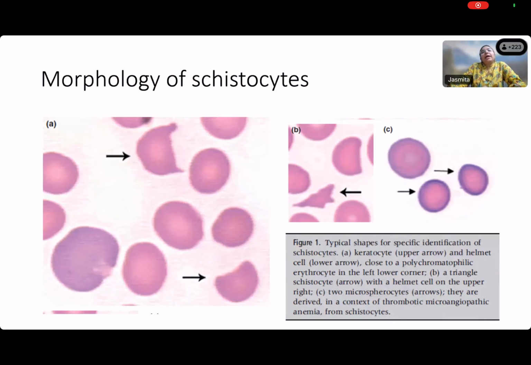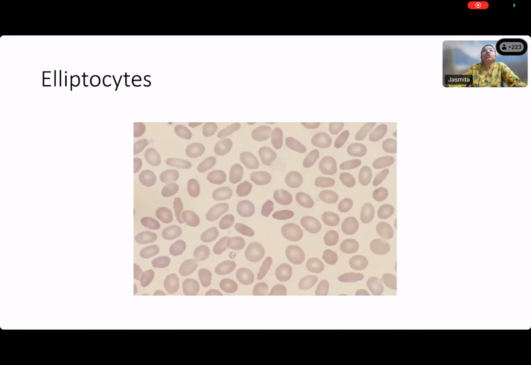I would recommend that you go through the 2021 update of the ICSH recommendations. There is a freely available article, and this tells you the kind of cells. All the keratocytes, all the triangular schistocytes, and even the microspherocytes in this image need to be counted as schistocytes to give a correct count.